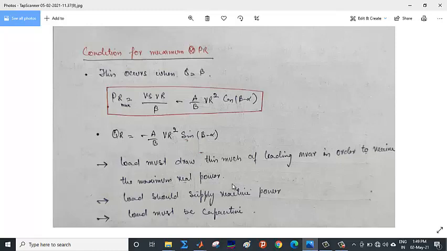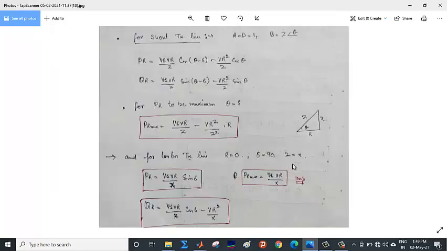So maximal real power will not be achieved like this. It has to be achieved when the load is to be supplied some local reactive power at the receiving end. That means load should be supplied the reactive power, and load must be capacitive, and the power factor will be leading. It will be at the receiving end.